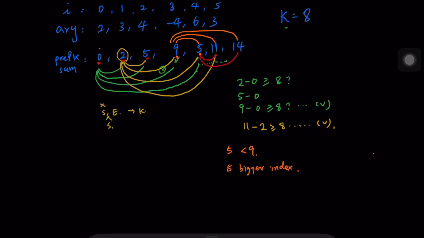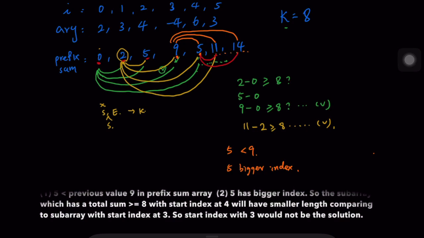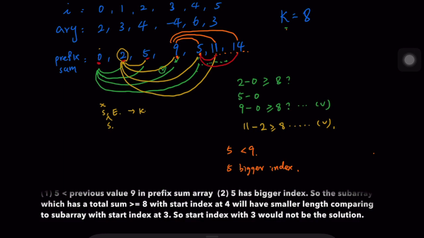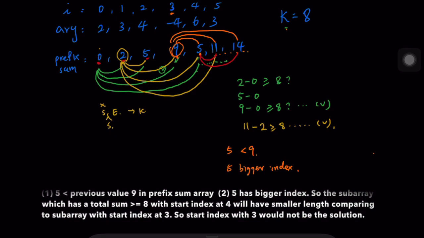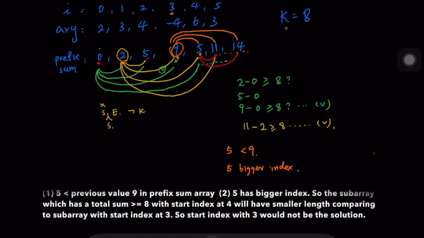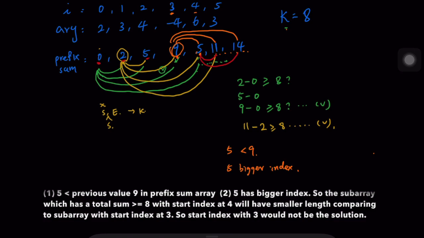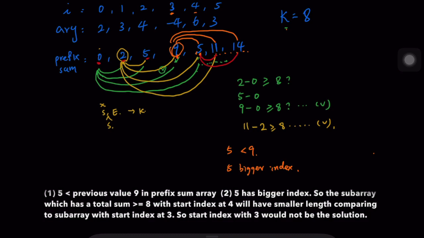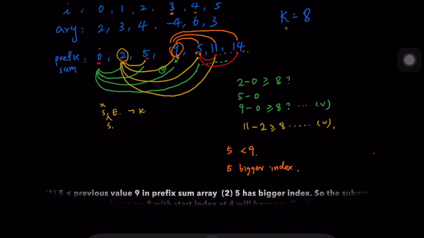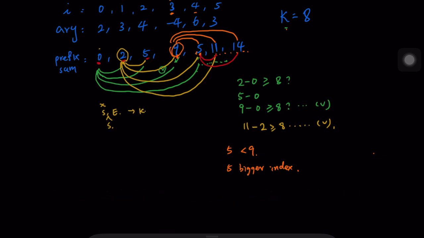It means every element after the 5 that can satisfy the k condition when it pairs with the start of 9 can always also work when the start index is the one with value 5, because the 5 is smaller than 9 and also has a bigger index, so the length of the subarray will be smaller. So in the prefix sum array, whenever we find an element, here 5, that is smaller than its previous elements, it makes the previous work redundant. So we want to remove the 9 from our prefix index, so we don't count the subarray which starts from 9.